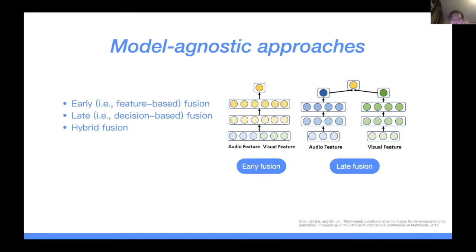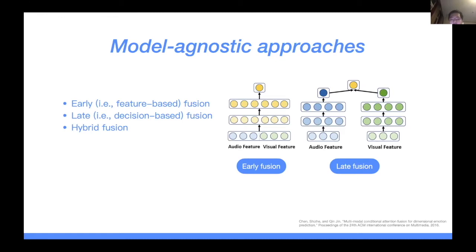Early fusion integrates features immediately after they are extracted, often by simply concatenating their representations. For example, if you look at the figure, we concatenated the audio feature in blue dots and the visual feature in green dots as input for the next layer. And late fusion, on the other hand, performs integration after each of the modalities has made a decision, for example, classification or regression. Finally, hybrid fusion combines outputs from early fusion and individual unimodal predictors. An advantage of model agnostic approaches is that they can be implemented using almost any unimodal classifiers or regressors.